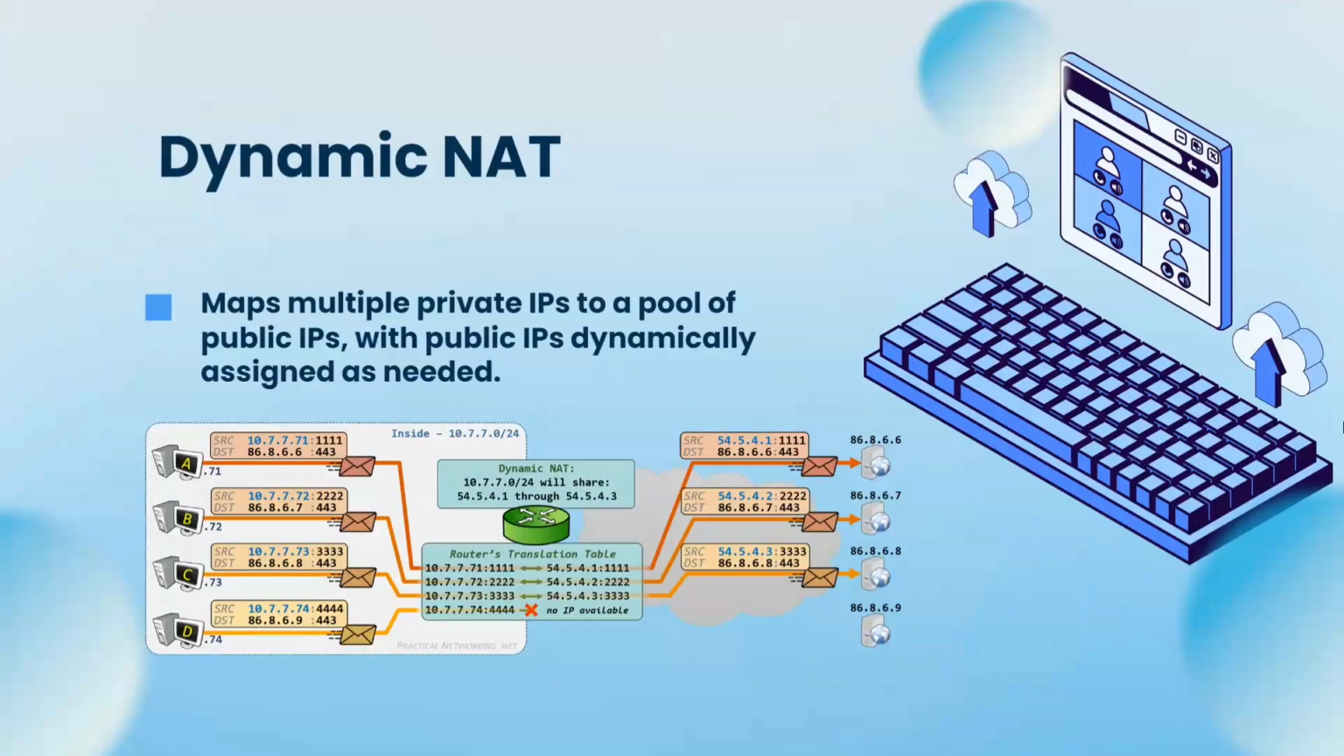And what is dynamic NAT? It maps multiple private IPs to a pool of public IPs, with public IPs dynamically assigned as needed. Here is the diagram of dynamic NAT, and how it works.